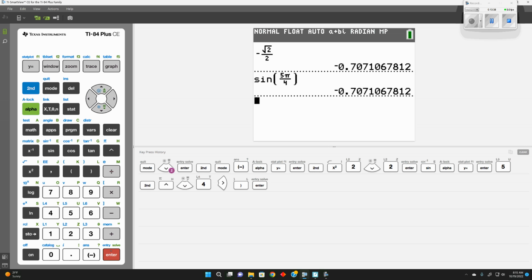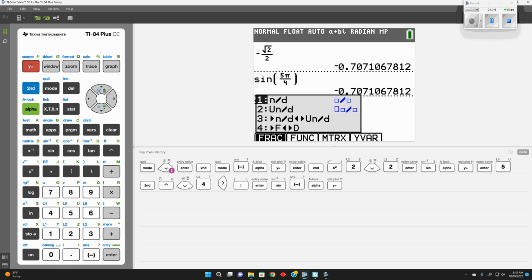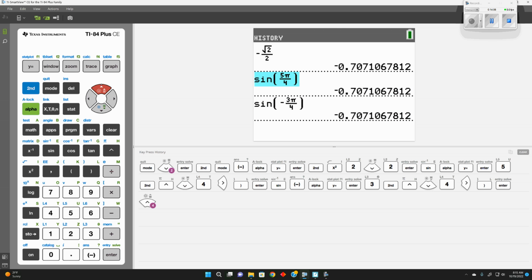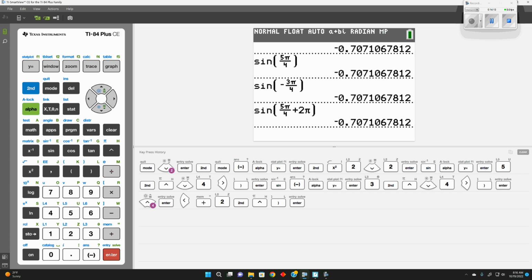So 5 pi over 4, if I said sine of 3 pi over 4, essentially I subtracted 2 pi from it. Let's see what we get. We get the same value. So I could take this here and we can say plus 2 pi. I get that same answer.